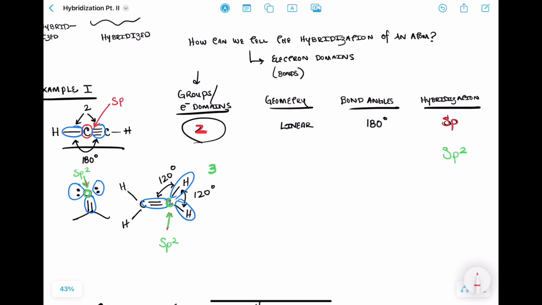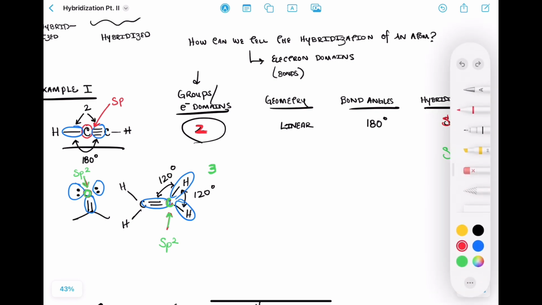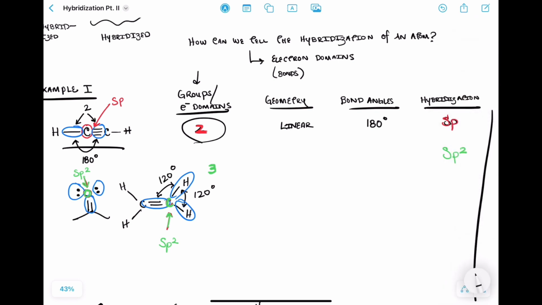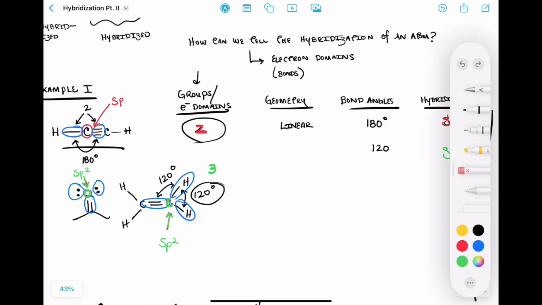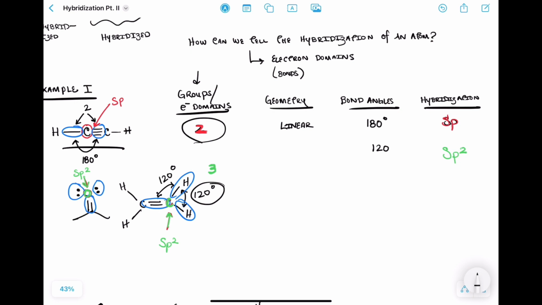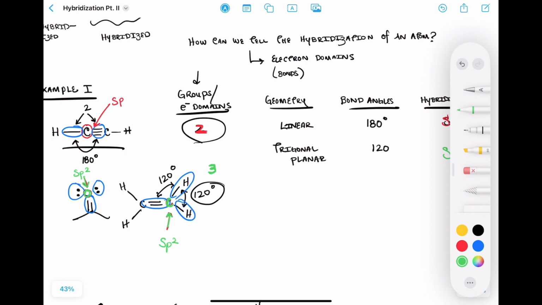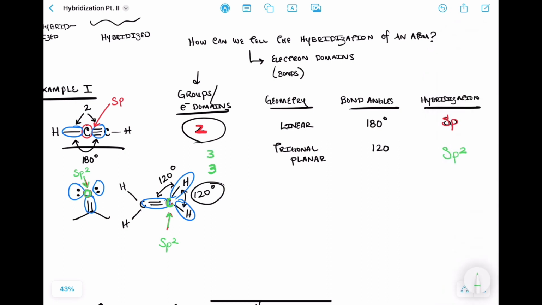And so now let's fill out the rest of these. We said that it's 120 degrees and maximizes the distance between three domains or three groups. And so that would essentially be trigonal planar. So we write trigonal planar as our geometry. Again, we have three electron domains. I'm going to write that up a little bit higher so we can see that.